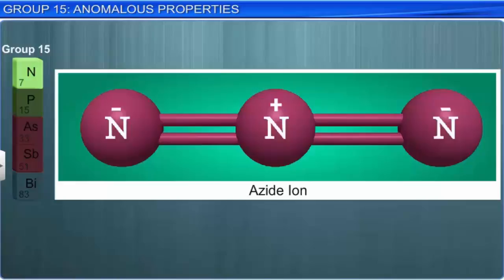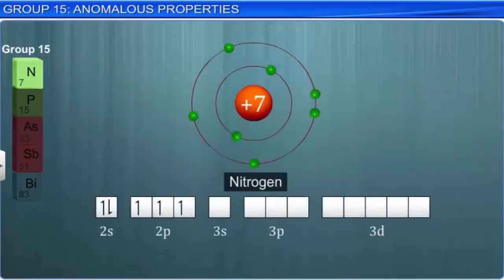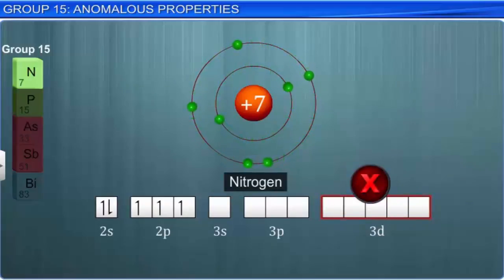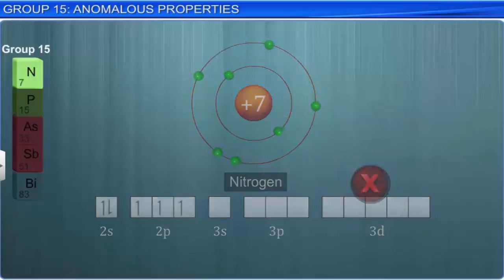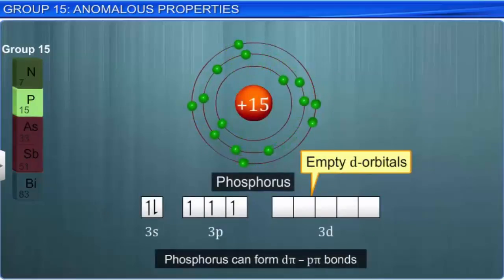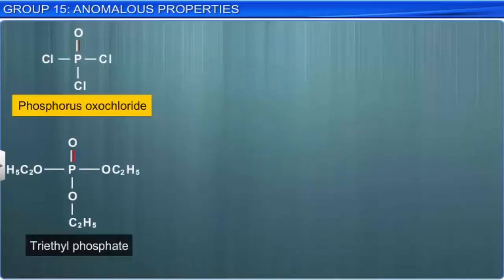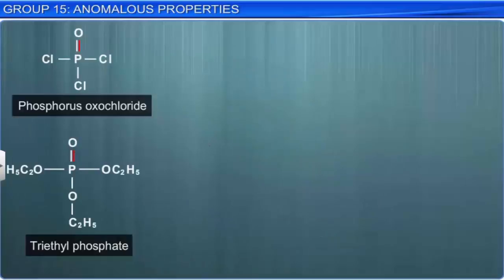Nitrogen doesn't form d-pi, p-pi bonds due to the absence of d orbitals. By contrast, heavier elements like phosphorus can form d-pi, p-pi bonds as seen in phosphorus oxochloride and triethyl phosphate as shown here.